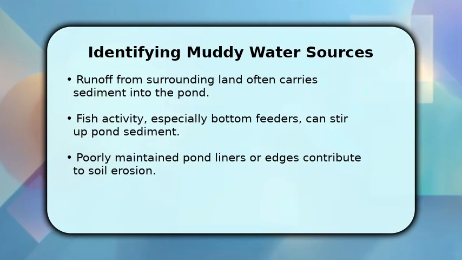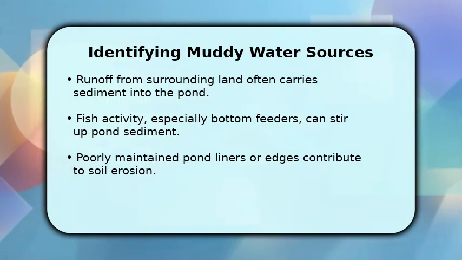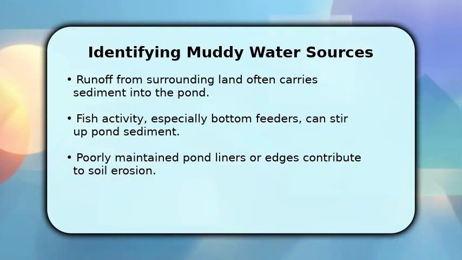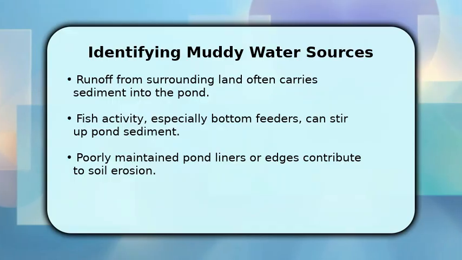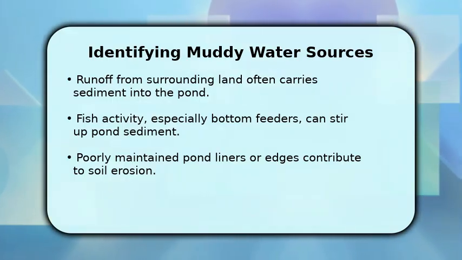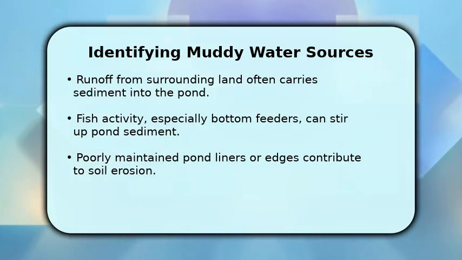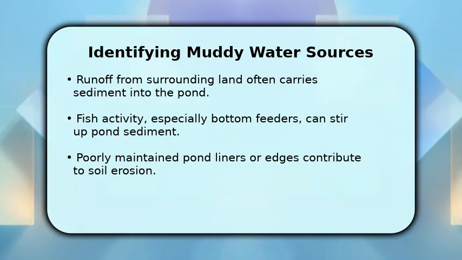Muddy water often stems from several common culprits. Runoff from surrounding land is a major contributor, carrying sediment directly into your pond. Bottom-feeding fish, like carp, can also stir up the pond bottom, releasing fine particles. Additionally, poorly maintained pond edges or liners can lead to soil erosion. Even heavy rainfall can significantly increase suspended particles, making your pond cloudy.